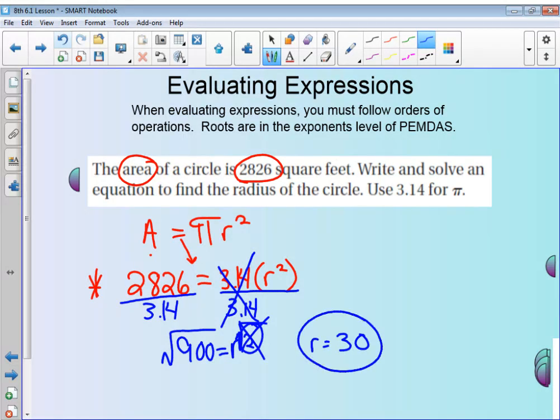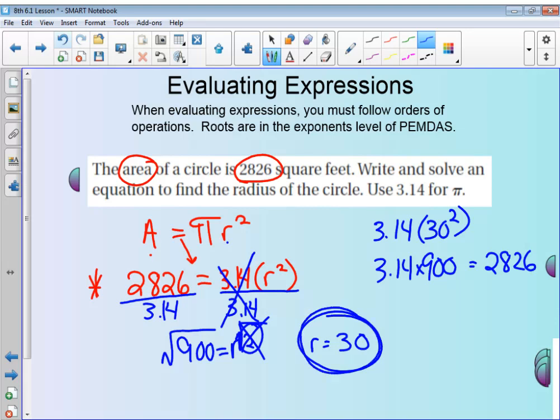And I could go back in and plug that into my original equation and put 30 here. So then I would do 3.14 times 30 squared, okay, which would give me 900. And if I punch in 900 times 3.14, it's going to give me 2,826 on my calculator. So this is my final answer.